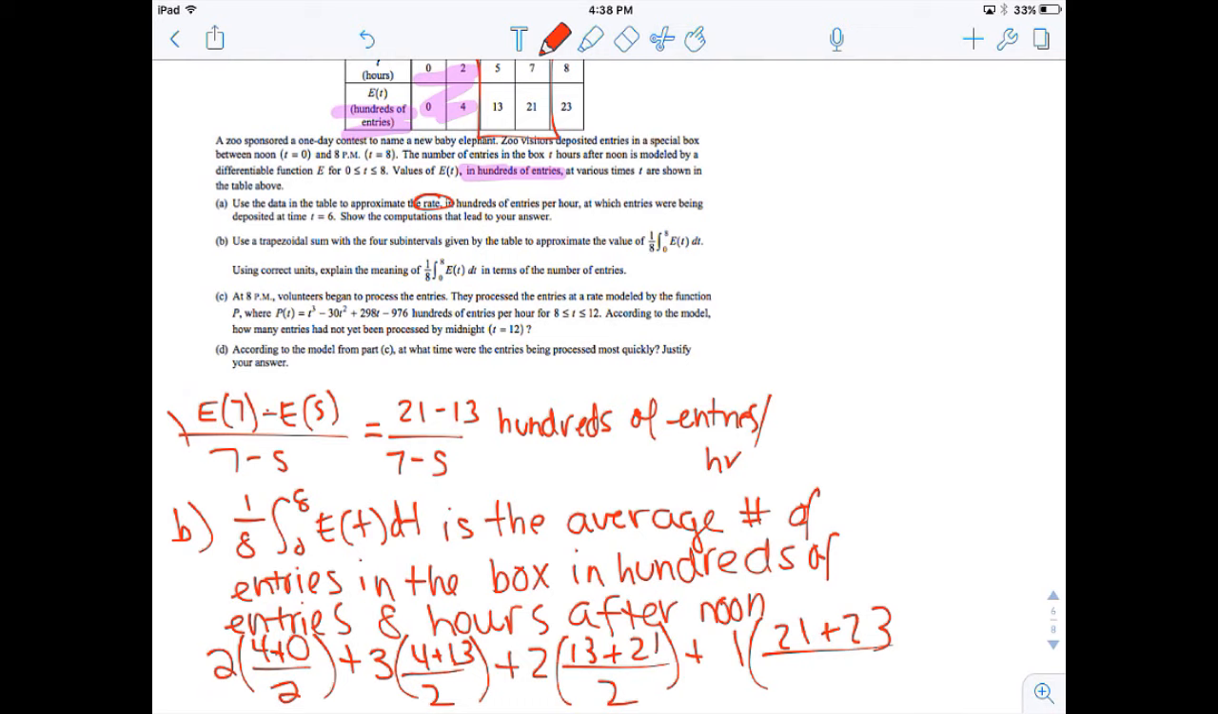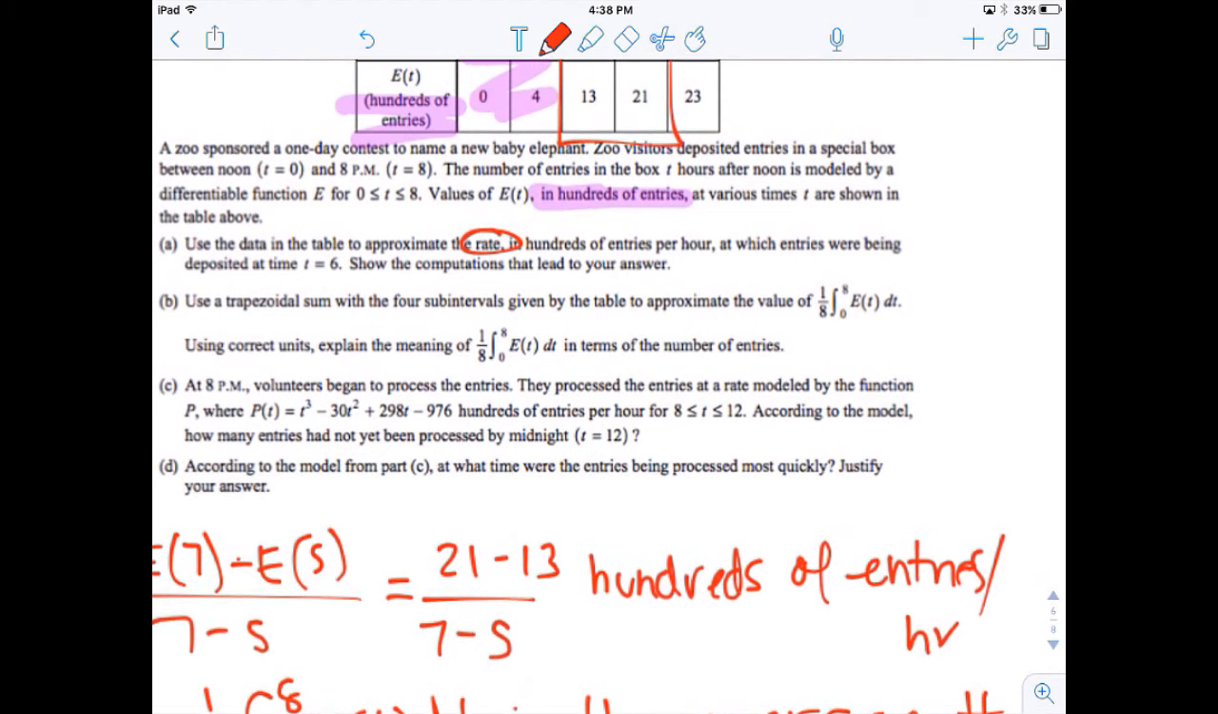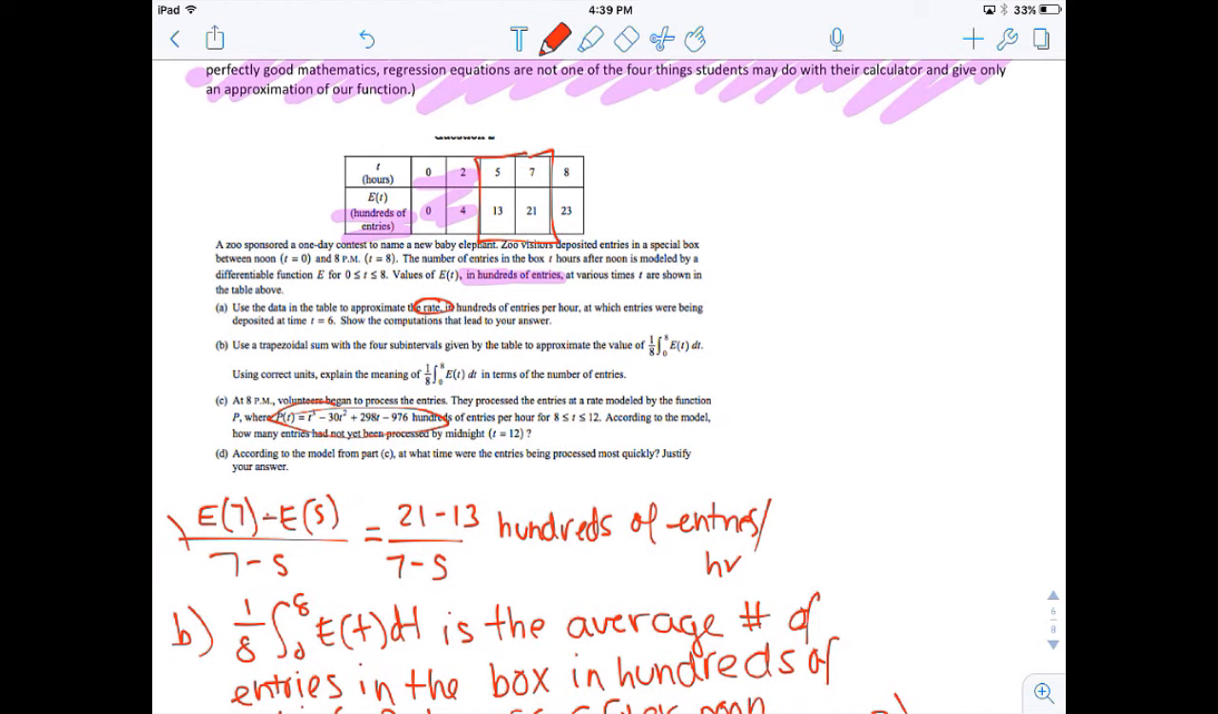All right, at 8 p.m., volunteers begin to process the entries. They process them at a rate modeled by this. So, according to the model, how many entries have not yet been processed? We need to think here about the total number of entries that were in the box, right? So, 2,300 entries in the box. And we're going to subtract out the number that have been processed, which would be the integral from 8 to 12 of p, because p is already a rate. Now this you'd actually calculate and then subtract those. You don't need to actually do the subtraction, right?